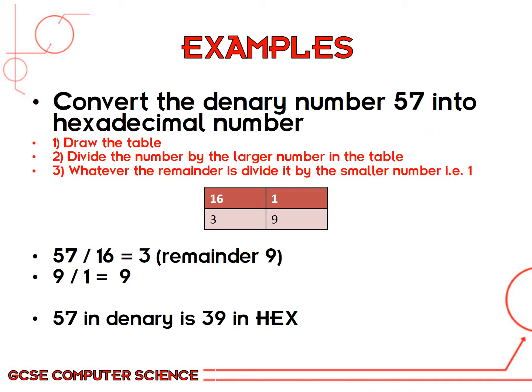Okay, let's look at another example. So to convert the number 57 into hexadecimal, we draw out our small table again with 16 and 1. And all we need to do is divide 57 by 16. So how many 16s go into 57? We can get up to 3, and then we have 9 as our remainder. So we put 9 in the next column along. And you can see that the final answer is 39. So 57 in denary is 39 in hex.